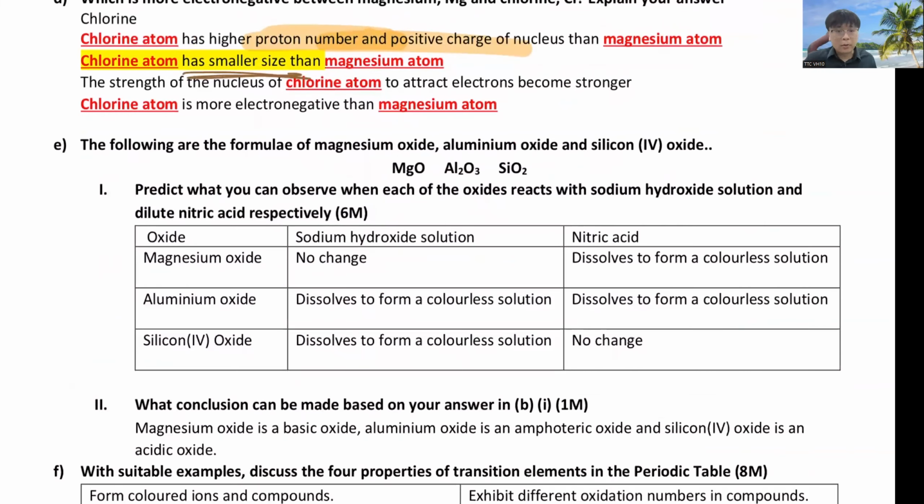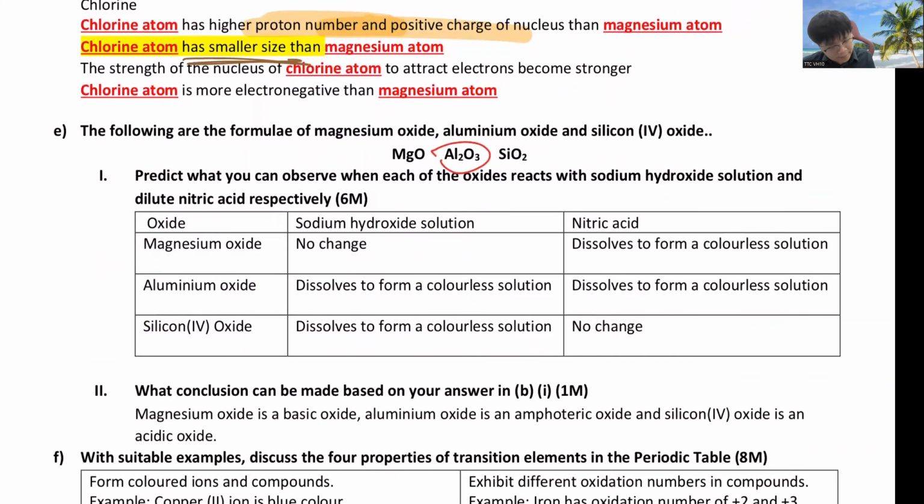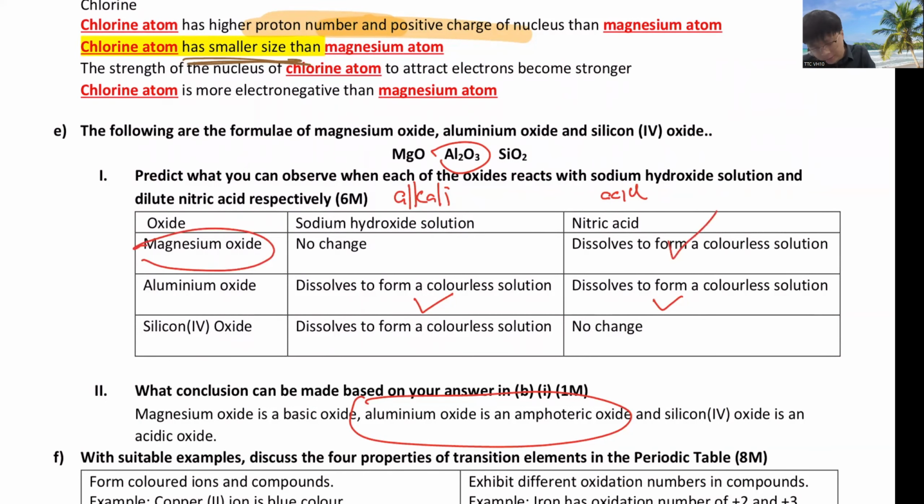Okay, then this is another question. You need to know that aluminium oxide is amphoteric. It can react with both, because sodium hydroxide is alkaline and nitric acid is acid. Magnesium oxide can react with acid, which means it is basic. Then silicon oxide can react with alkaline, so it's acidic. So only amphoteric oxide has both acidic and basic property, so we call it amphoteric.